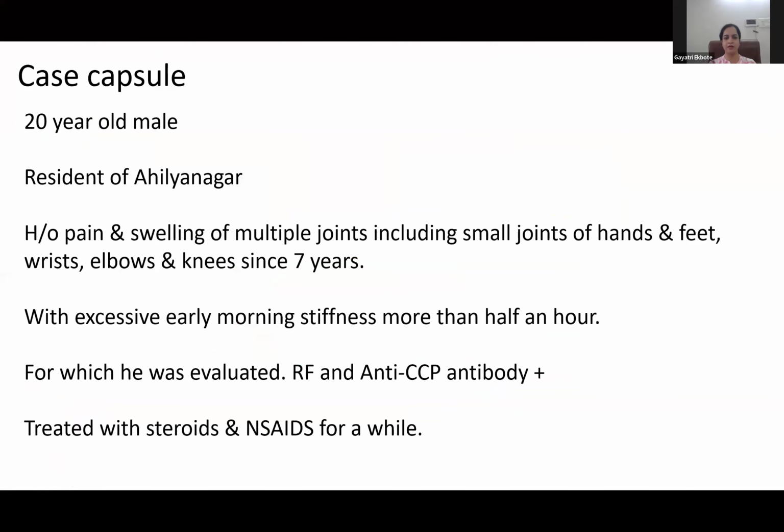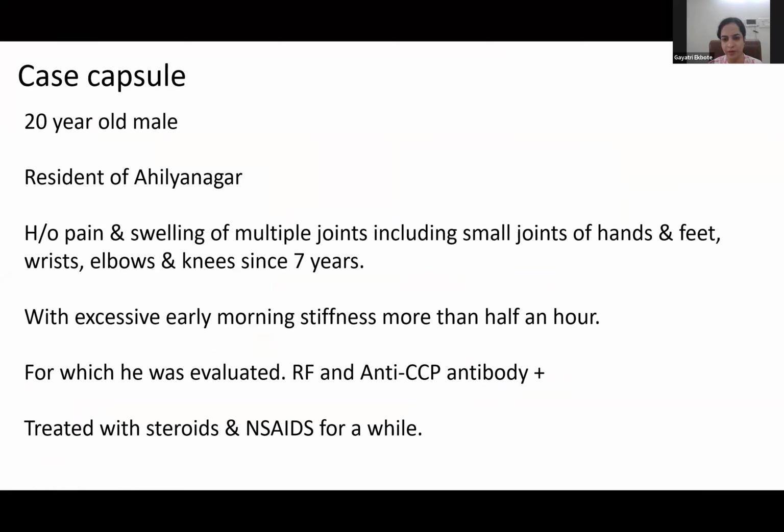Can you see this slide, case capsule? Yes, yes. Thank you. Okay, so this is a case, recently, of a 20-year-old male who came to us from Nagar, which was formerly known as Nagar. He basically came to us with history of polyarthritis, which actually means pain and swelling of multiple joints, which included small joints of hands, wrist, elbows, and knee since last 7 years.